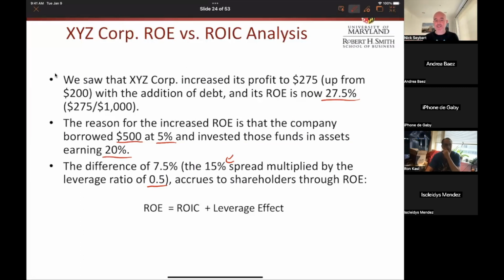And so what that gets us, now we're back to where I had the first slide on this, of what we ultimately wanted to compare. ROE equals ROIC plus the leverage effect. In this simple example, it's this. ROE is 27.5%, which represents the 20% core return on invested capital plus a 7.5% bonus that's coming from the use of debt, that leverage effect.